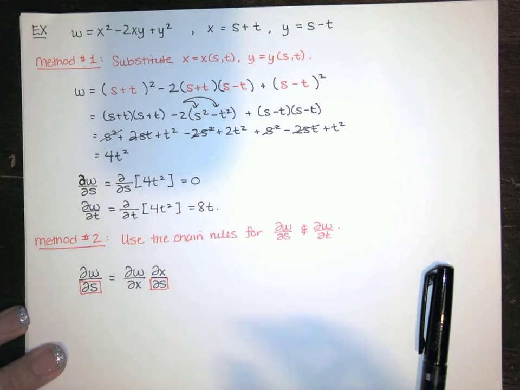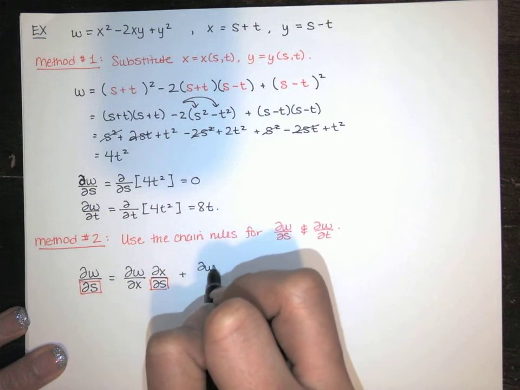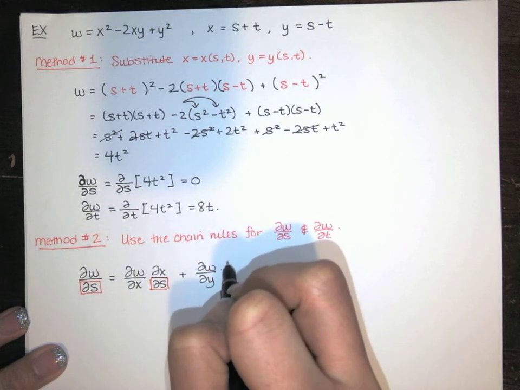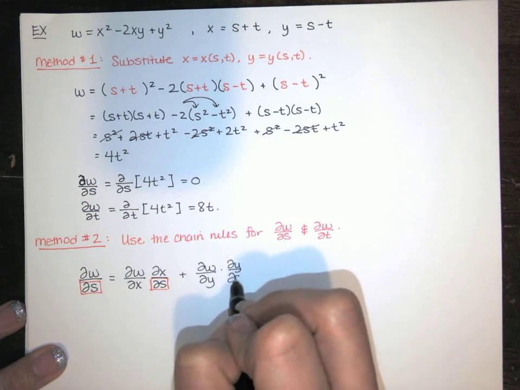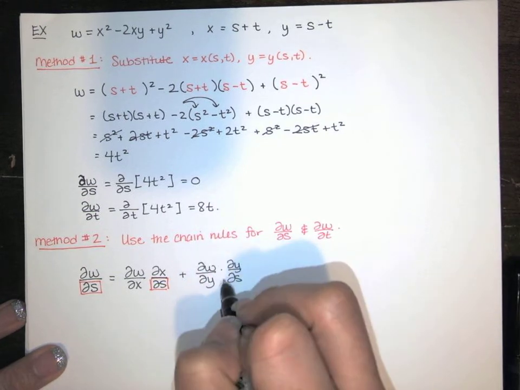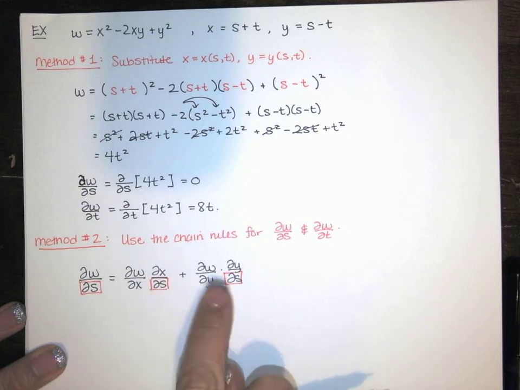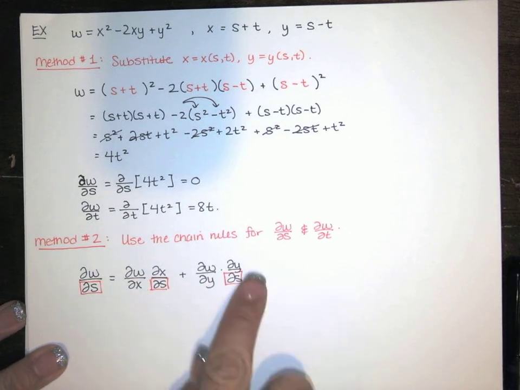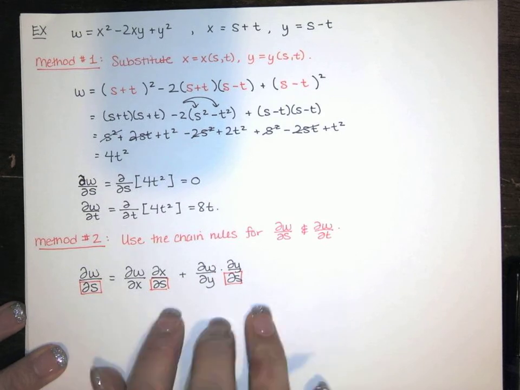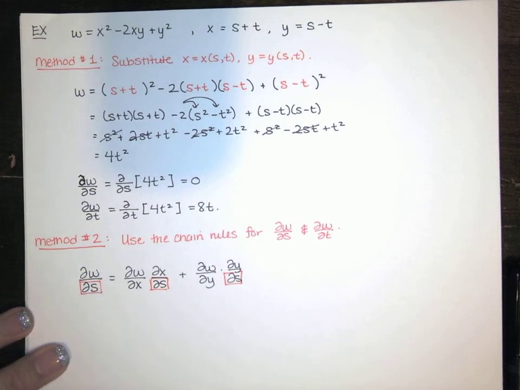Now if y is also changing, we get a change in w with respect to y times the partial of y with respect to s. Notice that those variables match. These two match here, these two match here. So this is giving me one part of the change in w, this is giving me the other part of the change in w. We add them together, we get the total change in w with respect to s, holding t constant.